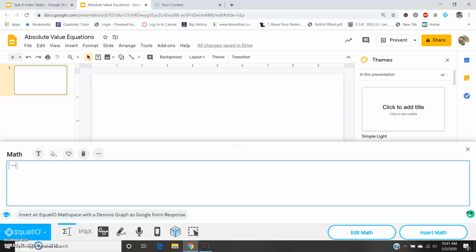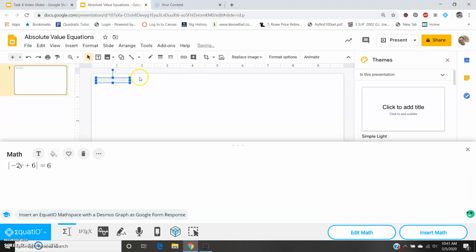And the equation you want to solve is the absolute value of negative 2y plus 6. And you want to close it, equals 6. So on some of the other software you have, there's like a little button you can press inside the software to give you these, but it is on the keyboard, so it is a little easier to find. I'm going to insert that math, wait for it to do its thing. I'm going to center it.